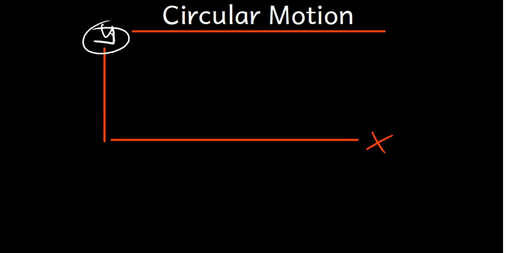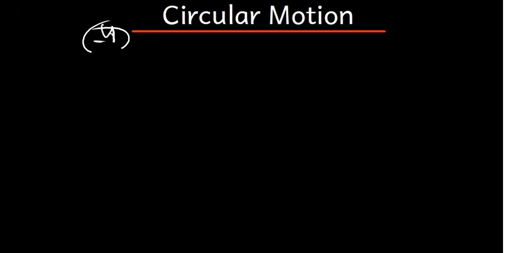Linear motion is what we call translational motion. An object moving in a straight path, we call it translational motion or linear motion. Then when an object is moving around the circle, that is what we call rotational motion, or circular motion. Now we are saying that circular motion is when an object is moving around the circle.